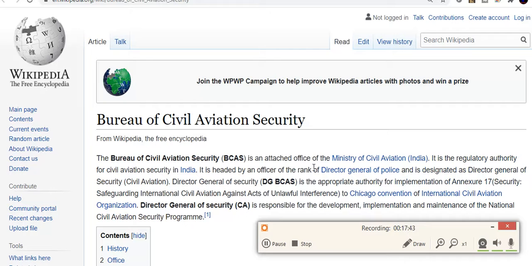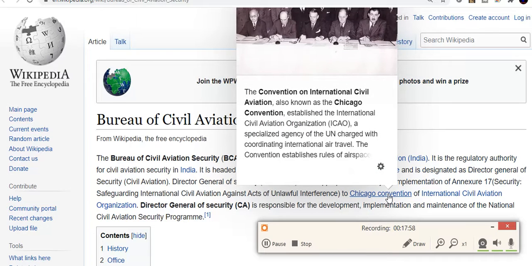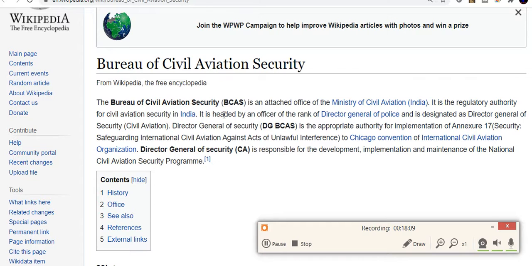It is headed by an officer of the rank of Director General of Police and is designated, and all those things are not important for your mains examination. Just remember these things for your prelims examination. Apart from that, Chicago Convention. Chicago Convention was basically the convention that established ICAO as a UN specialized agency. Okay, so this is it. I hope you are getting it. So BCAS is with respect to security, AAIB is with respect to investigation, and DGCA is a very broad body.